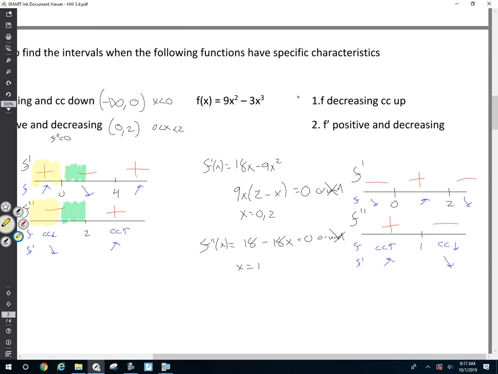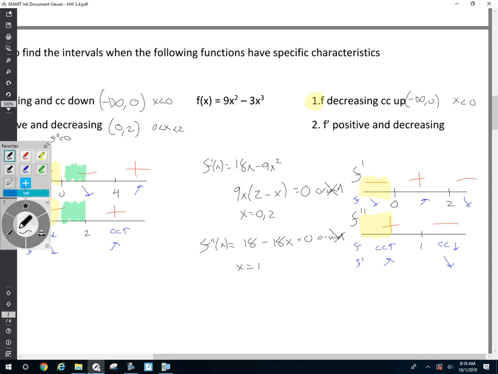All right, so if f is decreasing and concave up, again, we're talking about this interval. It just so happens that interval, so from negative infinity to 0, or x is less than 0.